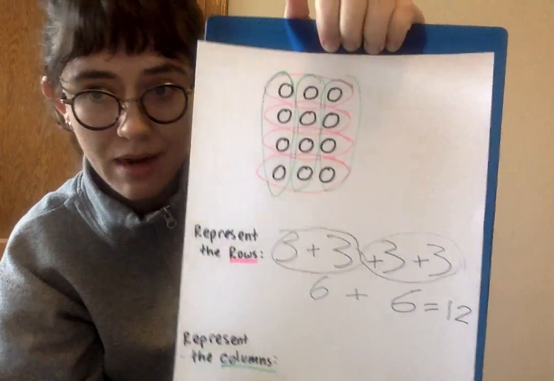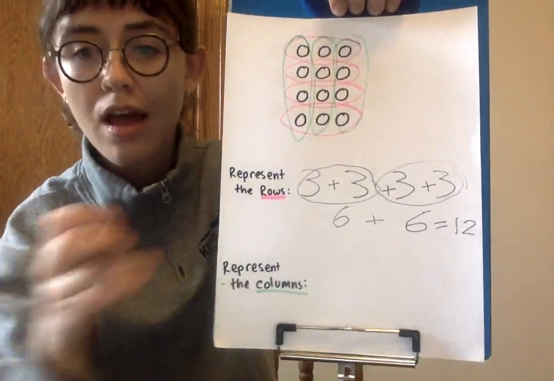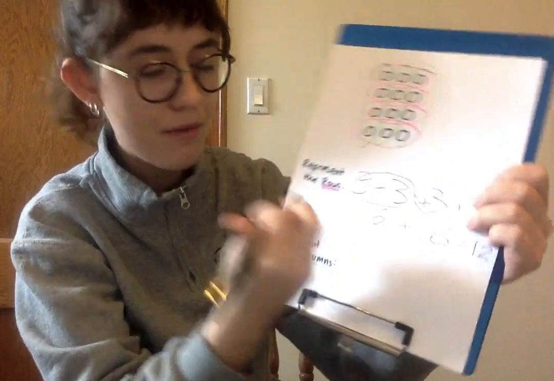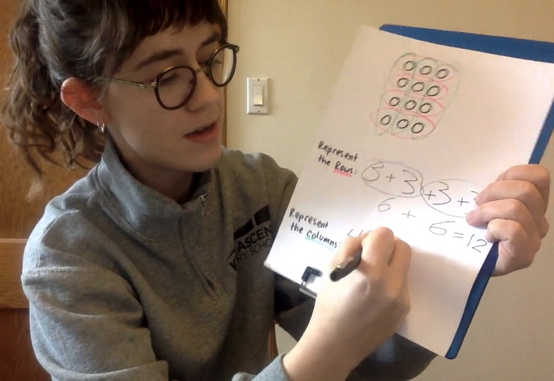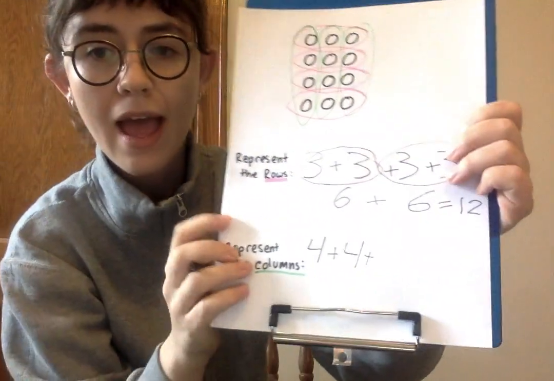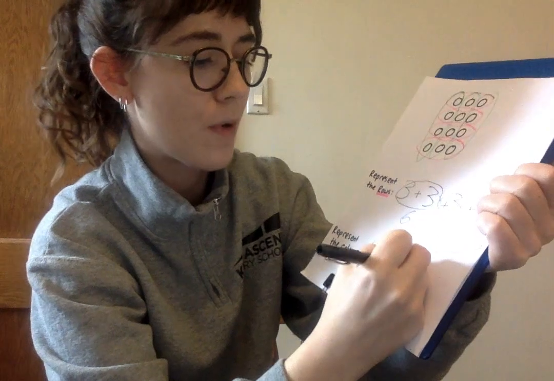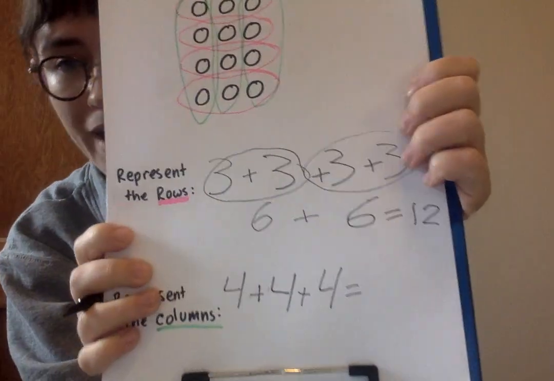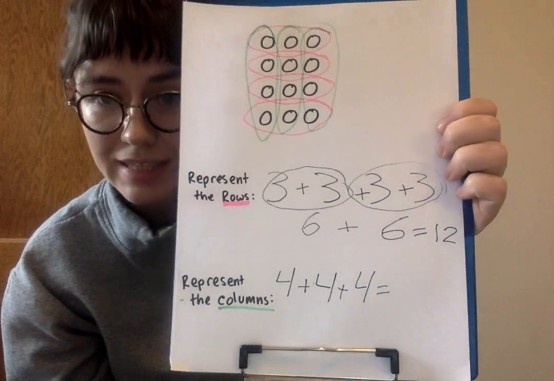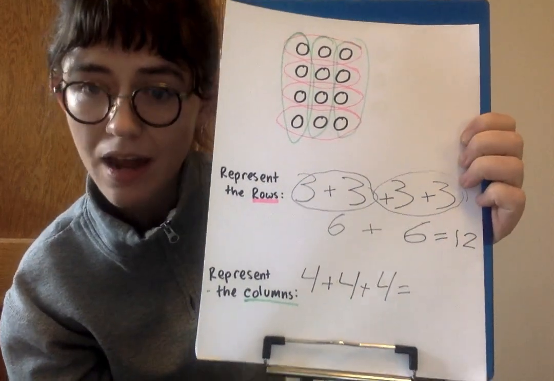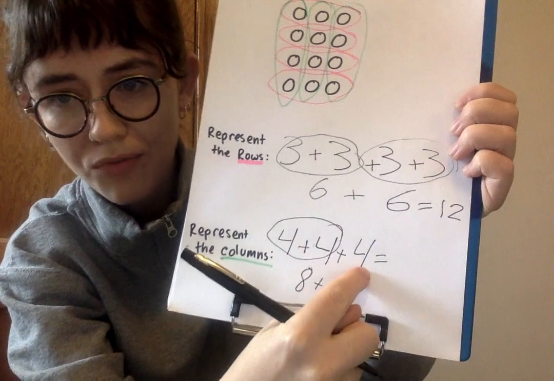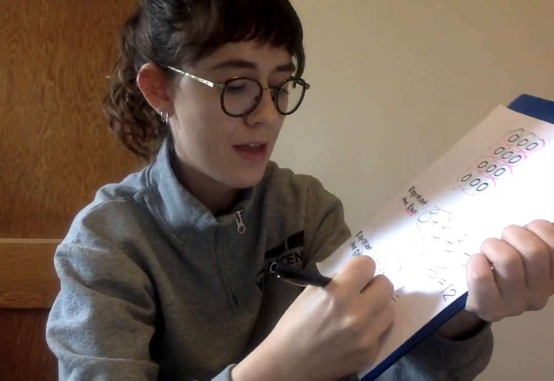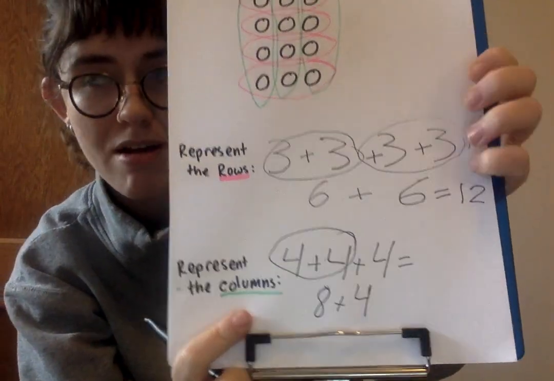So 4 is going to be the number that I'm adding over and over again here. So, all right, in the first column I have 4. And then in the next column I have 4. And then in the next column I have 4 again. All right, so now that I have my repeated addition sentence for the columns, I can look for facts I know. I know 4 plus 4 is 8. And I don't have anything to group with this 4, so I'm just going to bring it down. But 8 plus 4, I know, is 12.